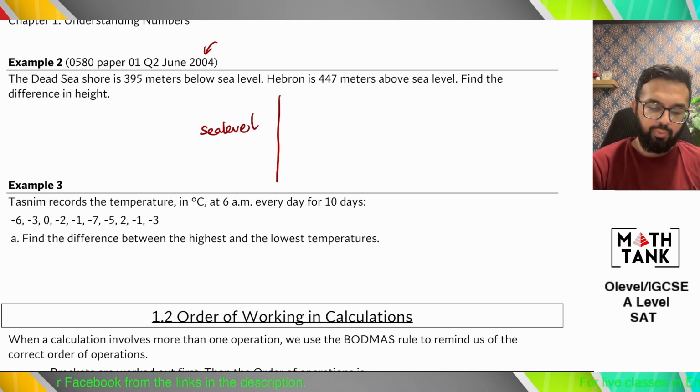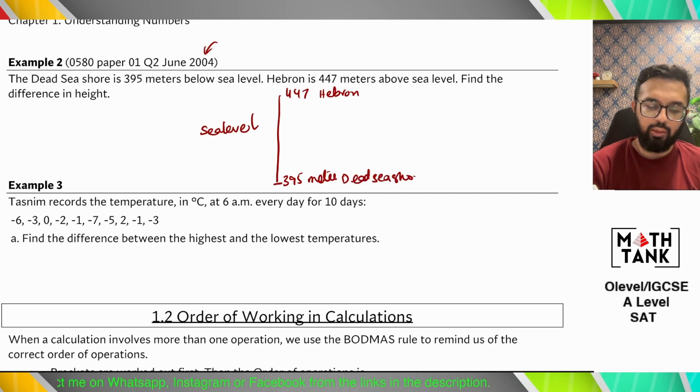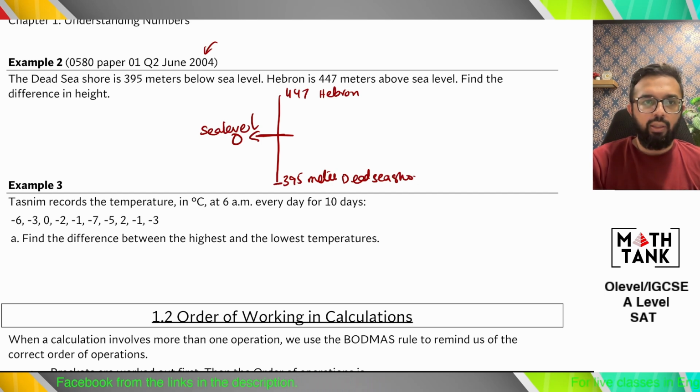So 395 meters below. So can I say that this is minus 395? And 447 is above. Okay, so that's Hebron. And this is Dead Sea shore. And this is sea level. Okay, let's call that 0. Find the difference in height.